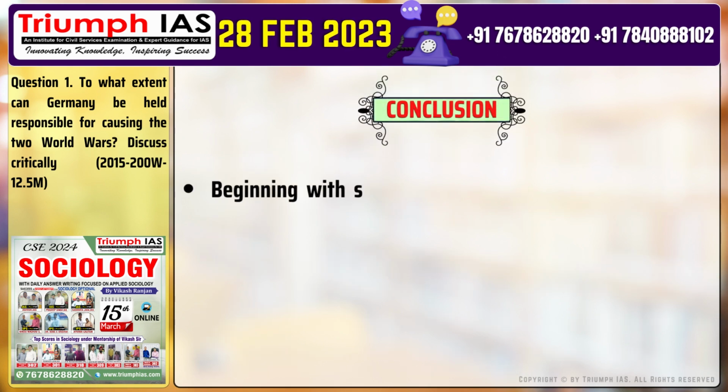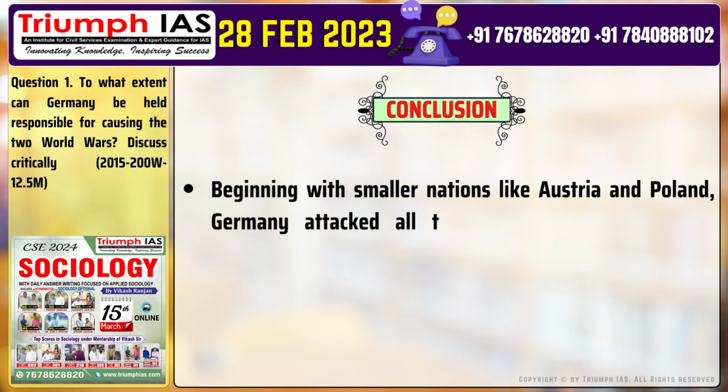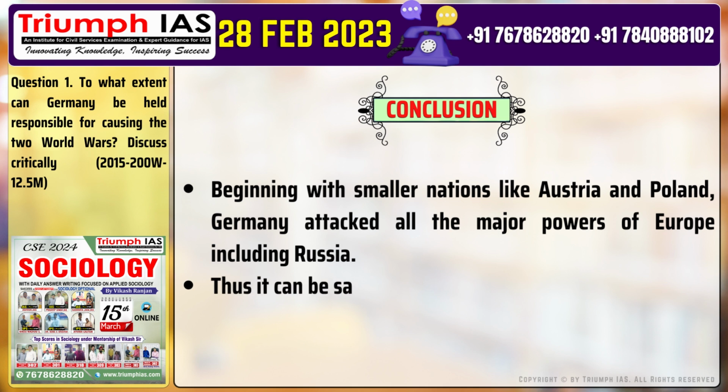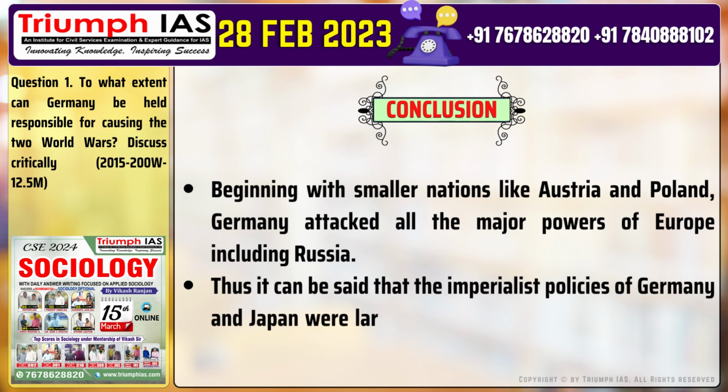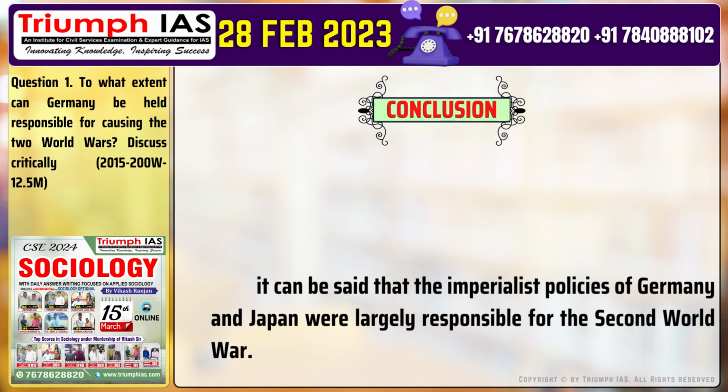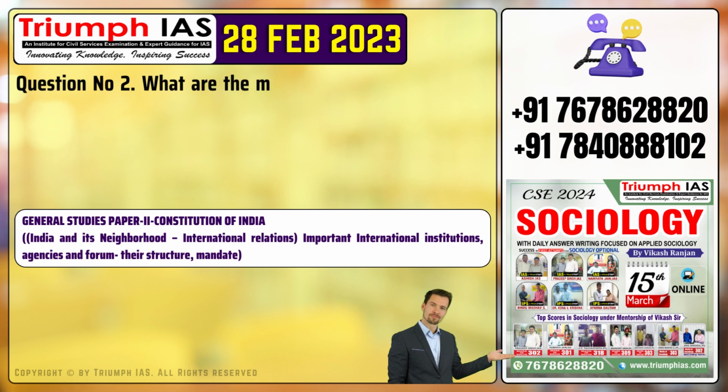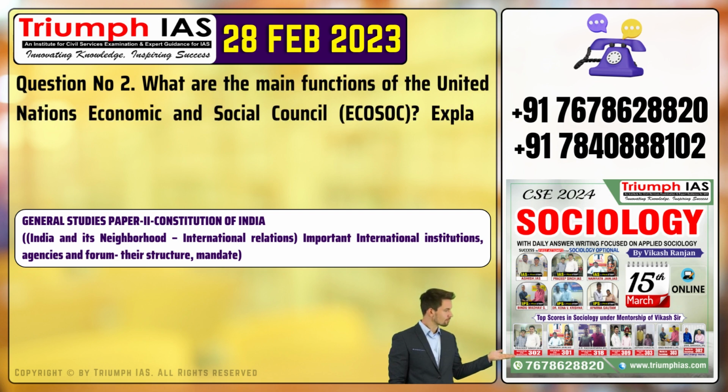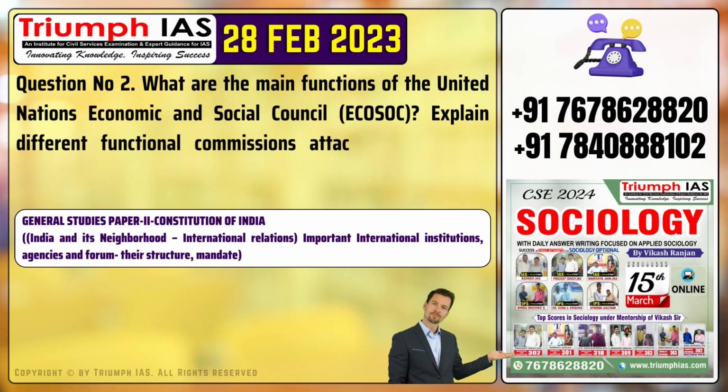The conclusion of the answer is: beginning with smaller nations like Austria and Poland, Germany attacked all the major powers of Europe including Russia. Thus it can be said that the imperialist policies of Germany and Japan were largely responsible for the Second World War. Question number 2. What are the main functions of the United Nations Economic and Social Council? Explain different functional commissions attached to it.